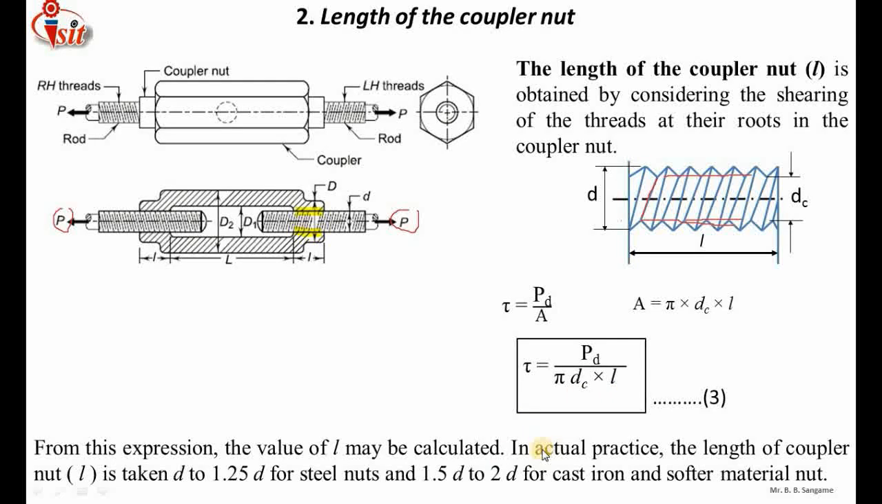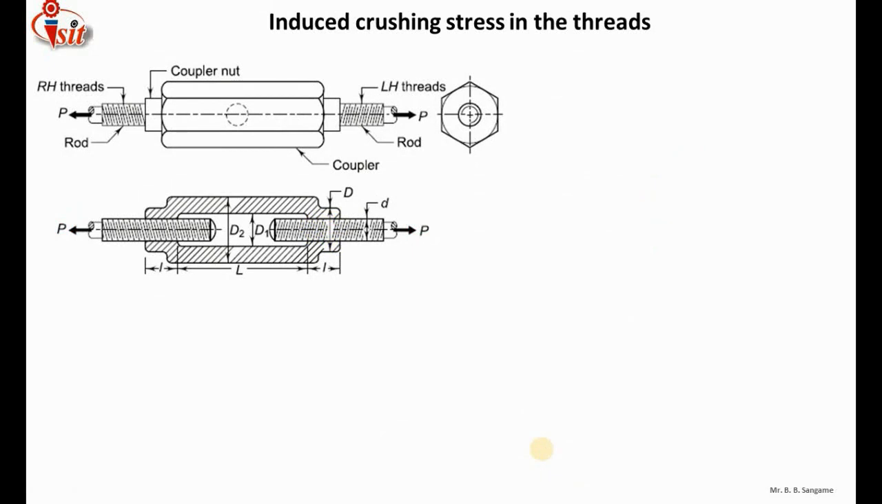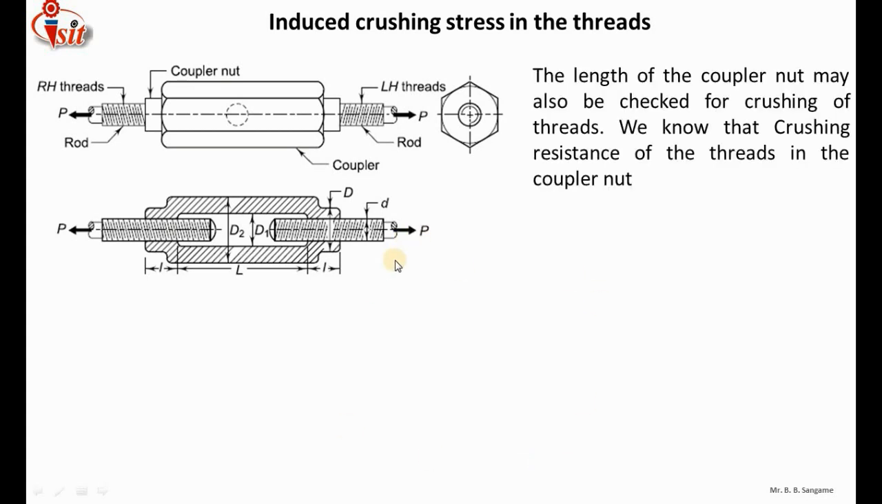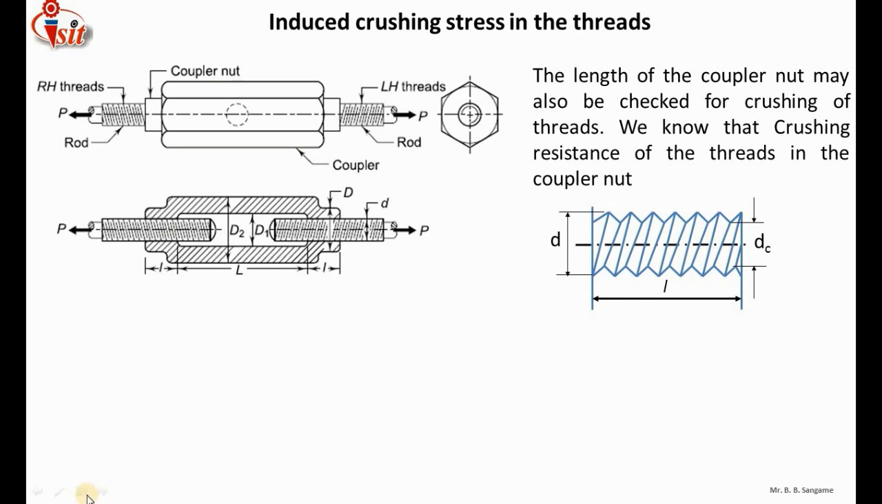The next is, let us discuss the induced crushing stress in threads. When a force of magnitude P is applied along the threads, there is a possibility of crushing. Here you can see that I have shown the threads. You can consider these as the internal part of the coupler nut, or this can be considered as the external part of the rod.